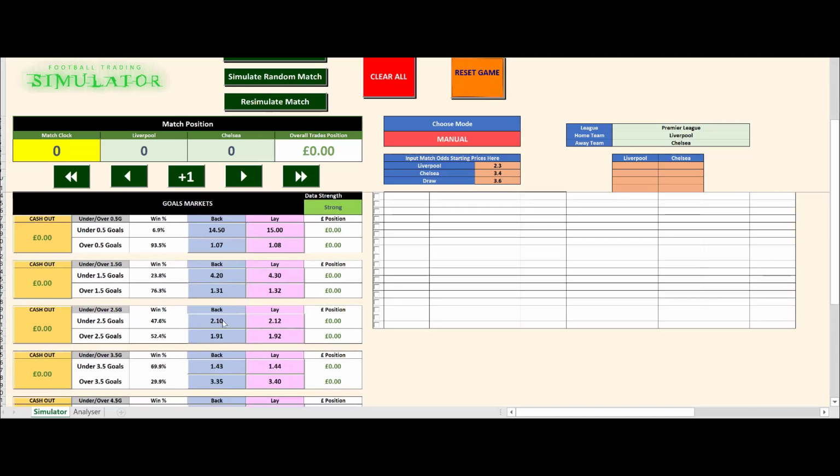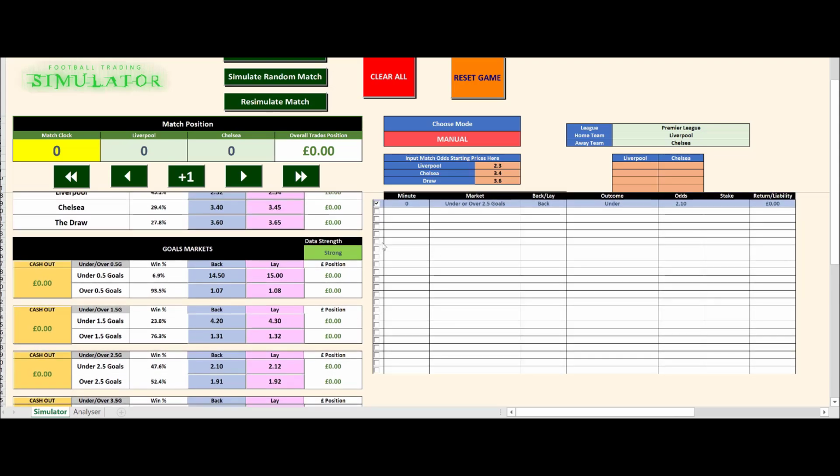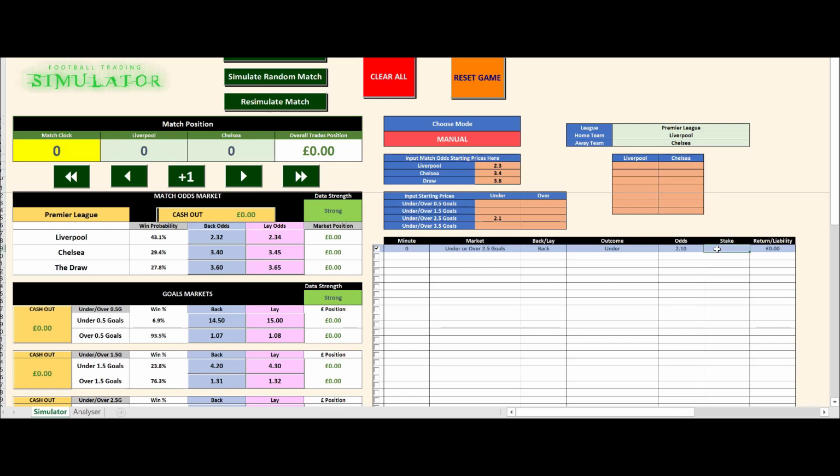It's just taking all the market prices from tens of thousands of matches, and then they're displaying it in the model here. But let's show you another trade. What if you wanted to plan out an under 2.5 trade, under 2.5 goals trade at the start of the match? You could assess your position.